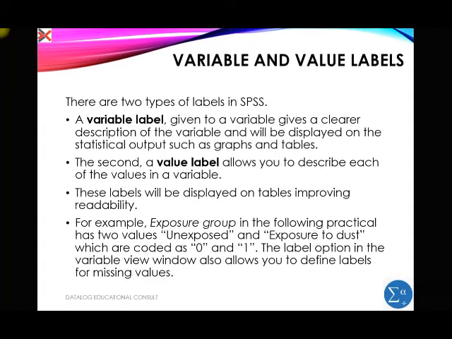Let's continue. There are two types of labels in SPSS. Here we have a variable label, given to a variable. It gives a clearer description of the variable and will be displayed on the statistical output, such as graphs and tables. When you give a variable name, it does not tell us more about the variable.